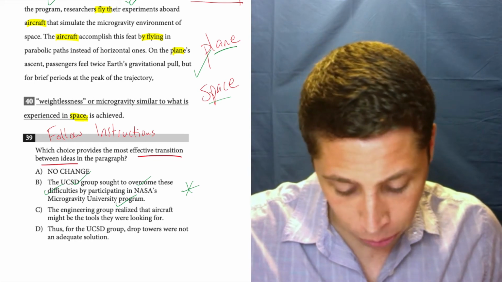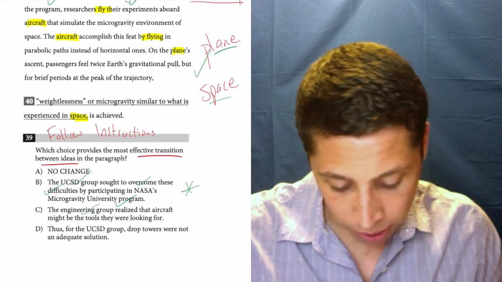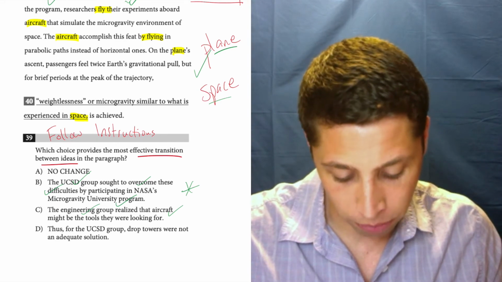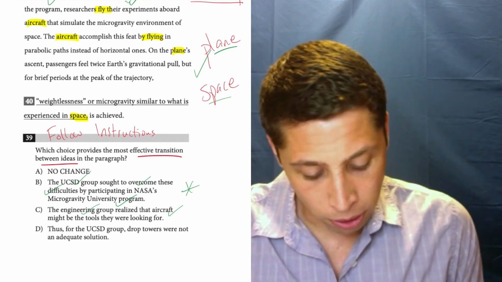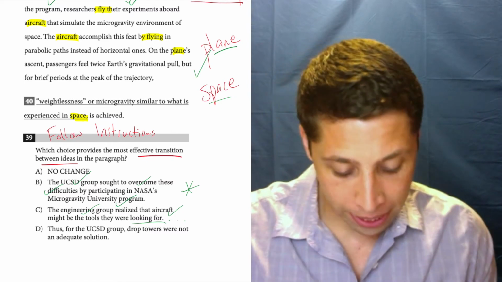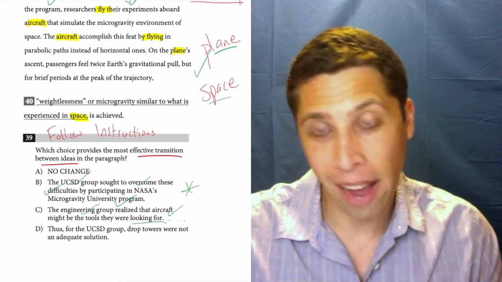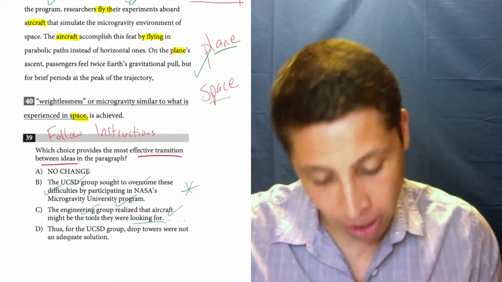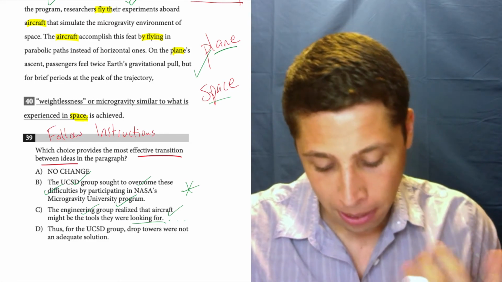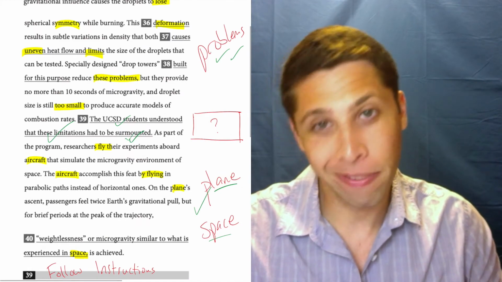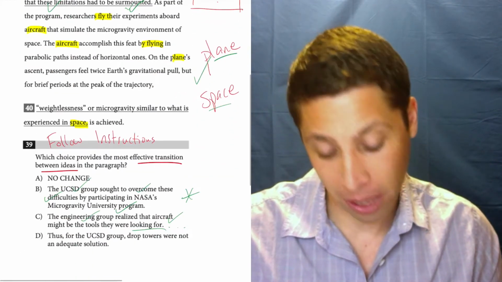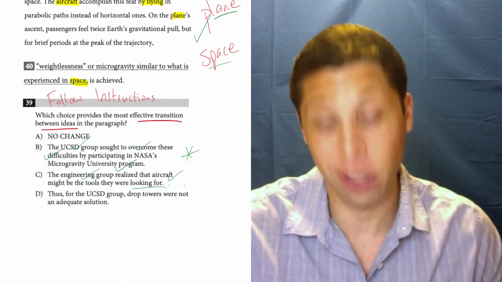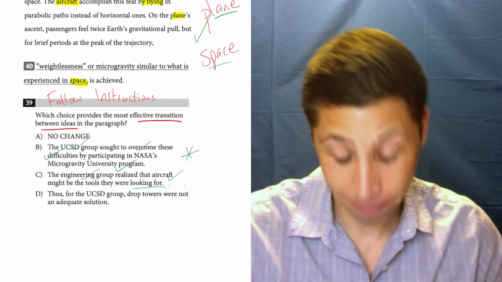C, "The engineering group," so still talking about that study, "realized that aircraft," talking about planes, "might be the tools they were looking for." Well, looking for what? Again, it doesn't quite have as many check marks. It does talk about the plane, it does talk about the UCSD study, but it omits the fact that there were problems that they were trying to overcome. So that's, again, not wrong, it's just maybe not as good as B. B has more check marks.